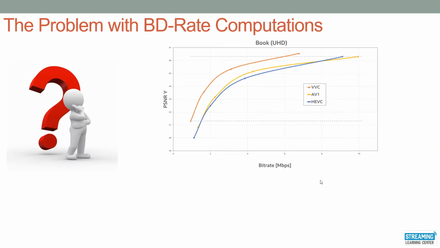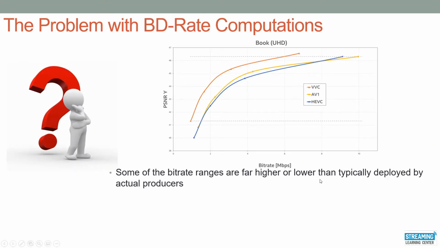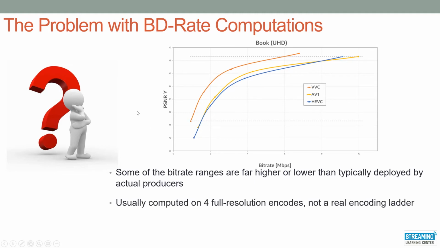So what's the problem with BD-Rate computations? There are three. Oftentimes, some of the bitrate ranges are far higher or lower than typically deployed by actual producers. Now, best practice when you're actually producing video is to not exceed 45 PSNR decibels because the quality difference won't be noticed by your viewers. So in this computation of BD-Rate, we're seeing most of the benefits are over 45 dB, which few producers will ever use. Usually they're computed on 4 full-resolution encodes, not a real encoding ladder.